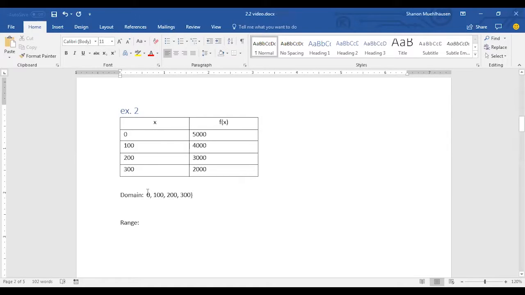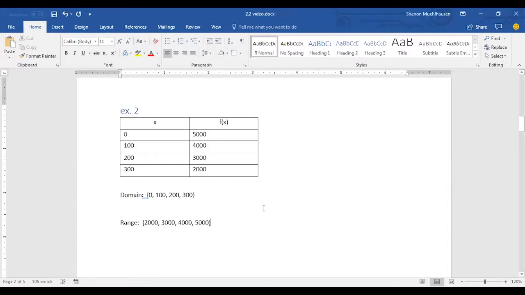Because this is just a list of numbers or a set of numbers, we're going to use these, what I call curly brackets, as part of our set notation to denote that that is a set of numbers. We're not talking about from 0 to 100. We're just talking about the individual numbers 0, 100, 200, 300. Our range then is anything that Y can be, and according to the table we're given, Y could be 2,000, 3,000, 4,000, or 5,000. Again, I'm going to list these from smallest to largest.